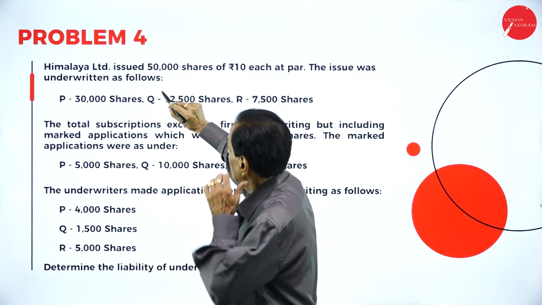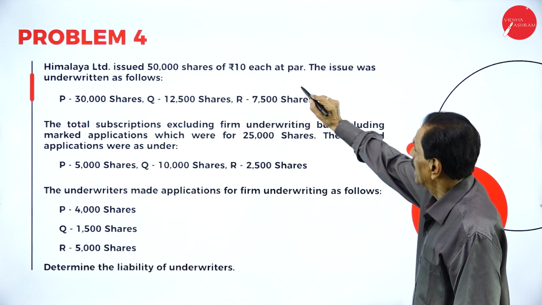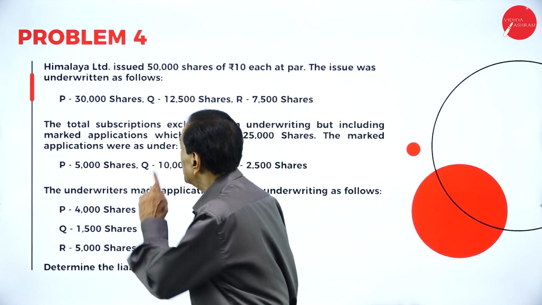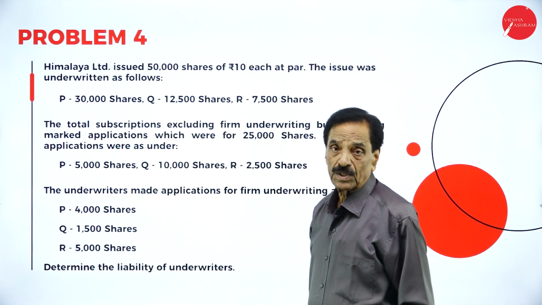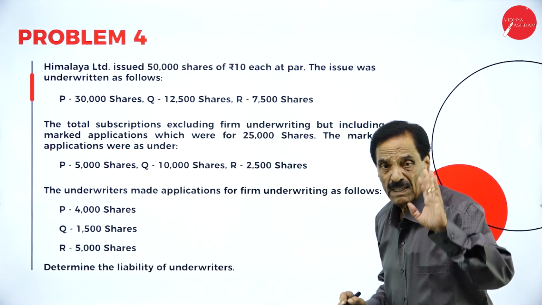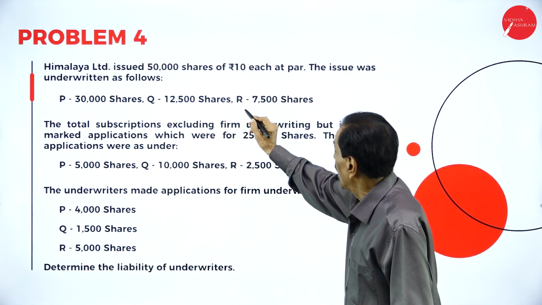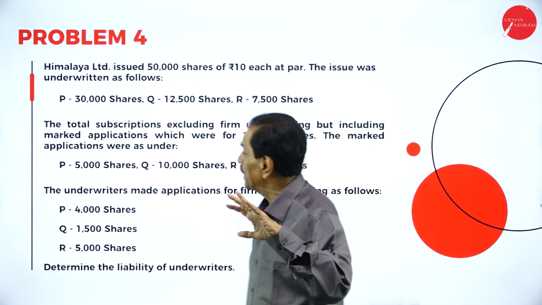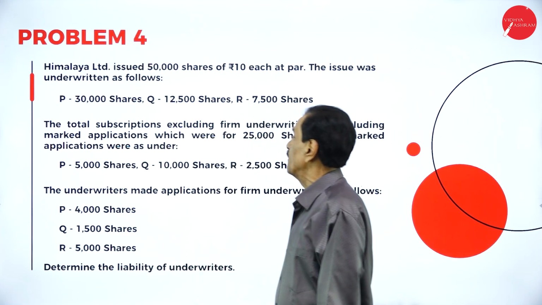Himalaya Limited issued 50,000 shares of rupees 10 each at par. The issue was underwritten as follows. P takes the responsibility for 30,000 shares. Q takes the responsibility for 12,500 shares, and R for 7,500 shares. This responsibility goes in favor of P, in favor of Q, in favor of R.